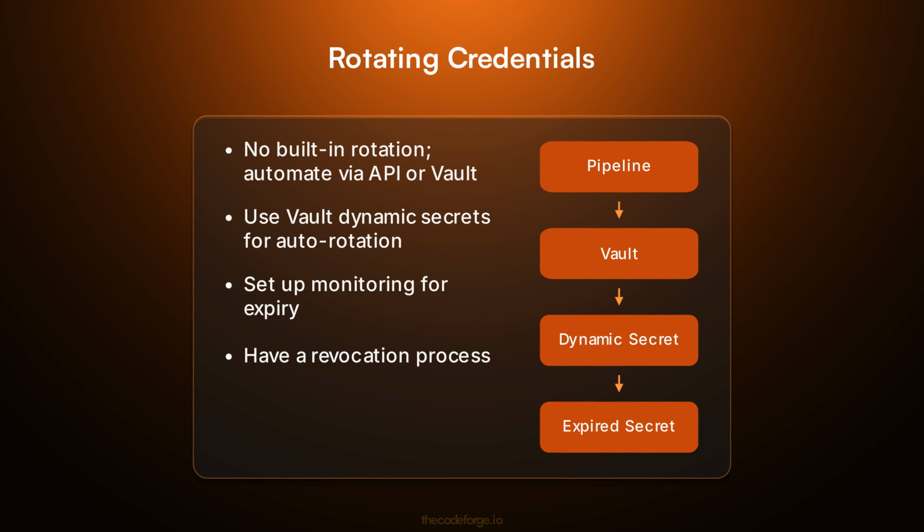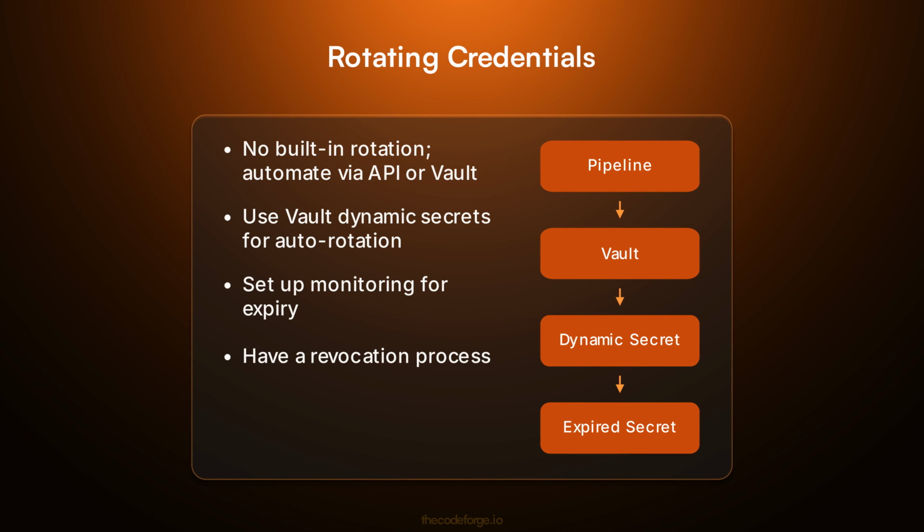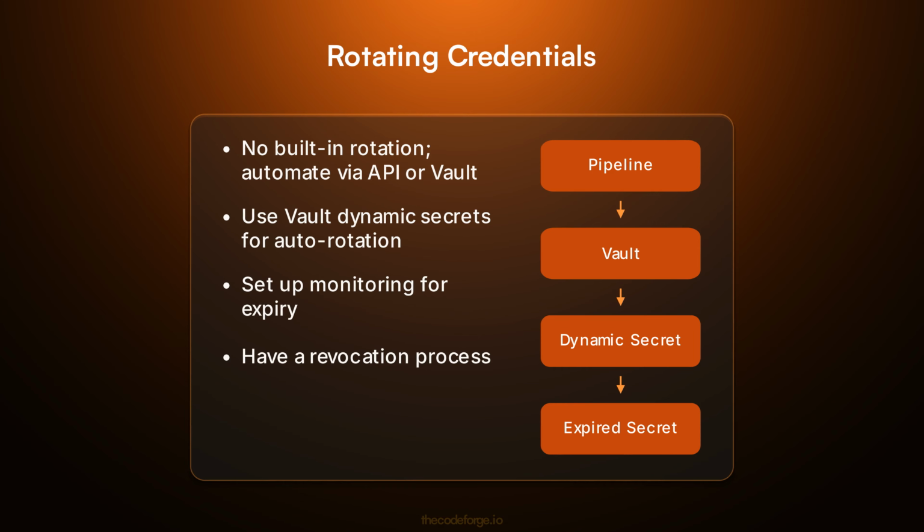Credentials should be rotated regularly. Jenkins doesn't have built-in rotation, but you can automate it using the Jenkins API or by using Vault dynamic secrets, which expire after a TTL. Monitor expiry and have a plan for revocation.